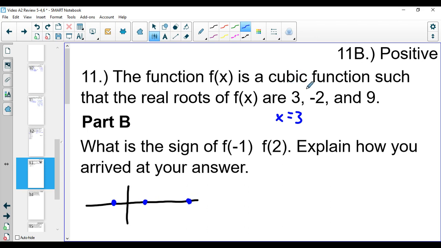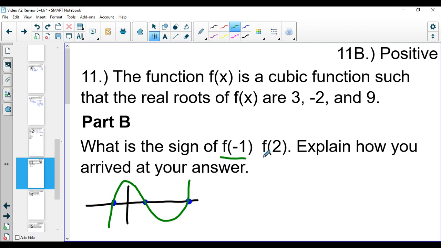Now, we know it's a cubic function, which means there's at most 3 roots, and they're giving us every root here. So that means we have a pretty good idea of how the graph is going to look. We can narrow it down to two different possibilities. It's either going to start down and end up, or it's going to start up and end down. But we'll deal with this one first. So let me think. I guess I don't need that x equals 3. Let's get rid of that.